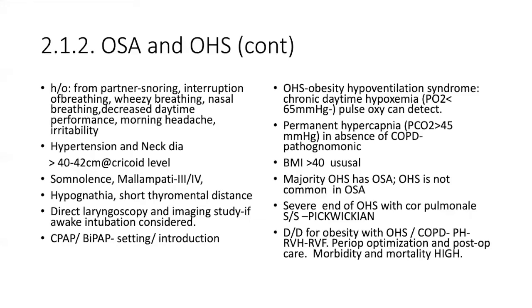Difficulty of diagnosis and differential diagnosis should be for obesity with COPD, obesity and pulmonary hypertension and right ventricular hypertrophy and right ventricular failure. These patients will present with a difficulty in distinguishing. Perioperative optimization and postoperative care are to be specially taken care of, because there is increased mortality and morbidity.